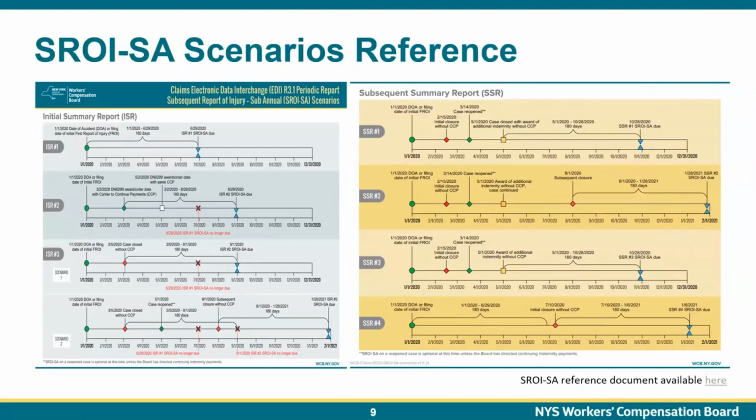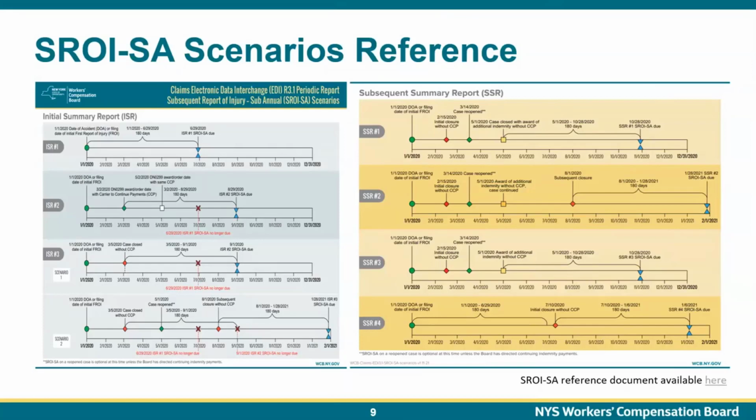So I just briefly want to go over the scenarios that you have on the screen there. And again, this document is available on the website, so you can print it out. For the initial summary reports, scenario one, very basic scenario. You'll notice that after 6 months from the date of accident or the filing date that SA is due, that again is 180 days to be exact.